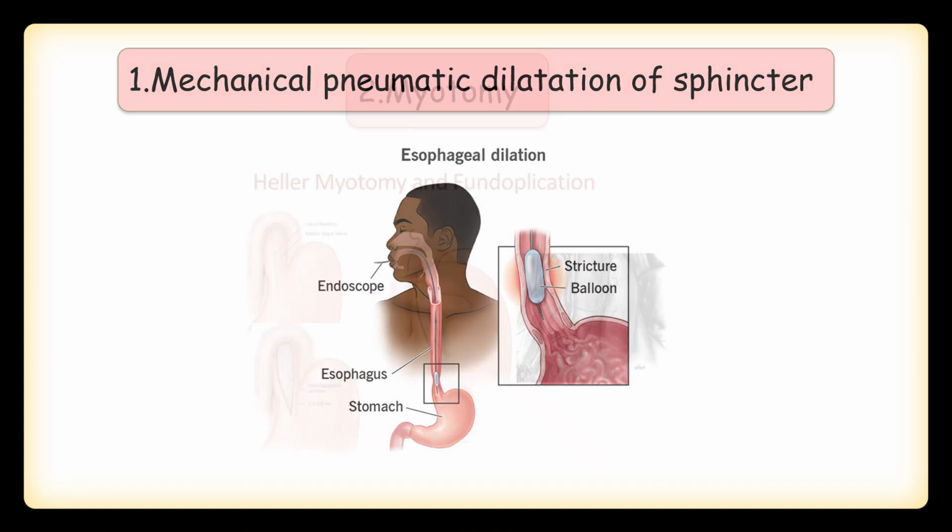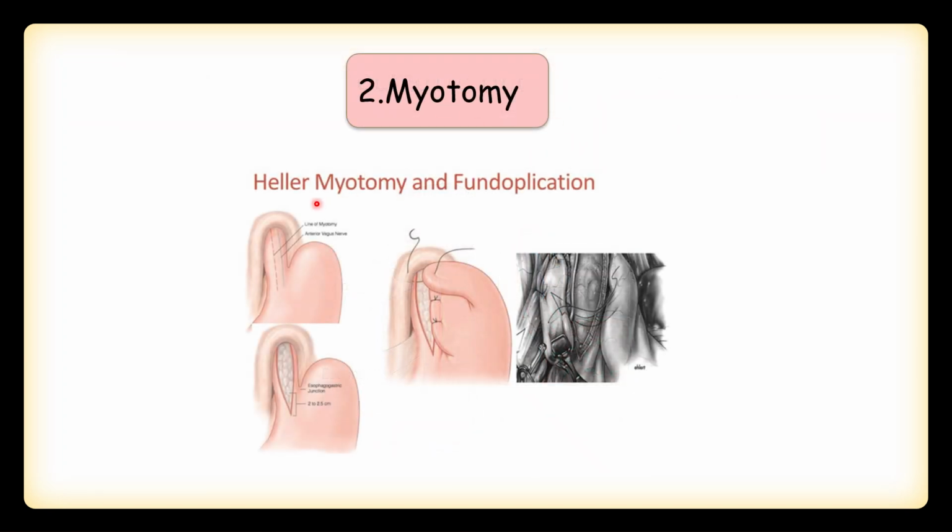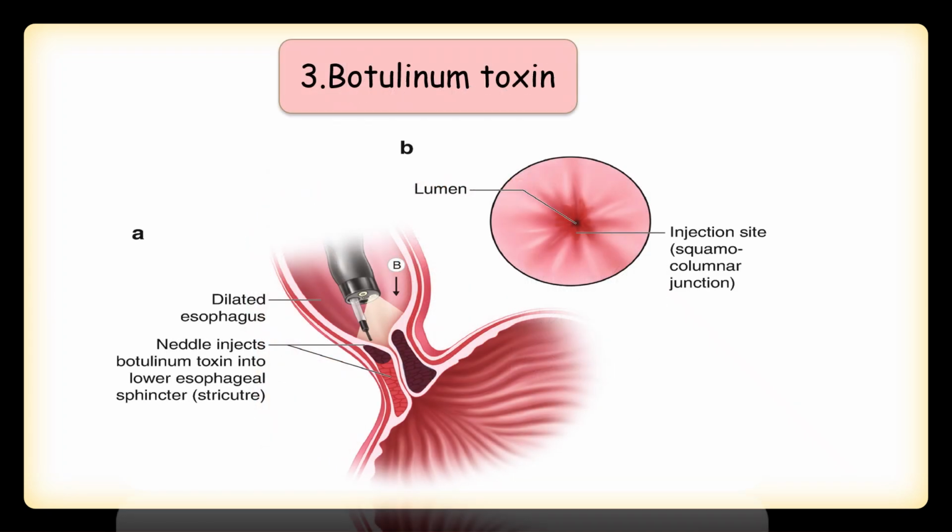The second one is a surgical procedure called Heller myotomy. They will split the muscle here, and the fundus of the stomach is wrapped over it. This is called Heller myotomy and fundoplication. Finally, a recent advance in the treatment is botulinum toxin. The botulinum toxin is injected at the lower esophageal sphincter. It will cause degeneration of the acetylcholine neurons, so the resting tone of the LES will become less. So these are the three treatment modalities for achalasia cardia.